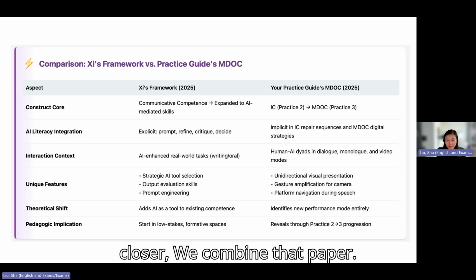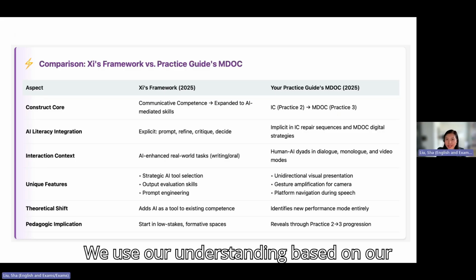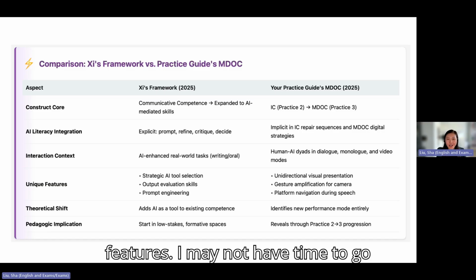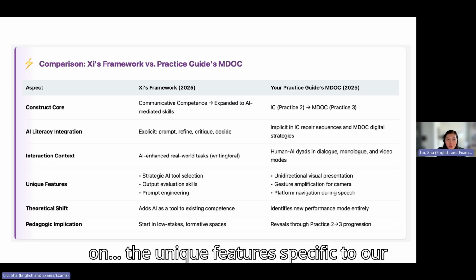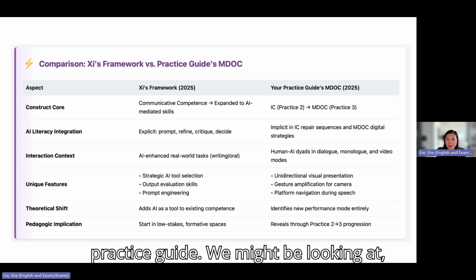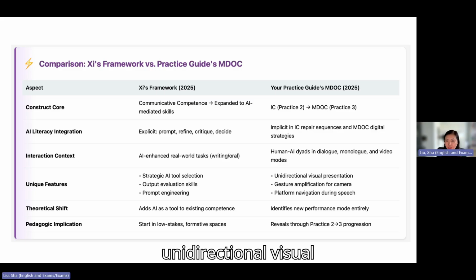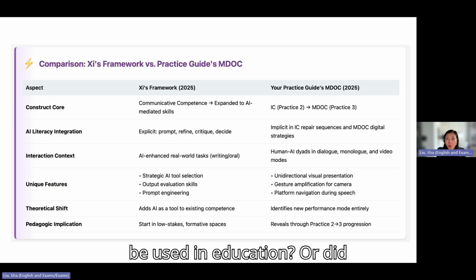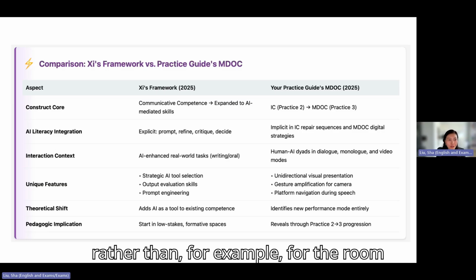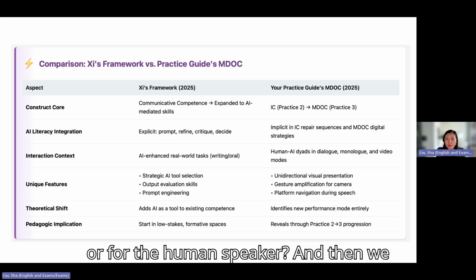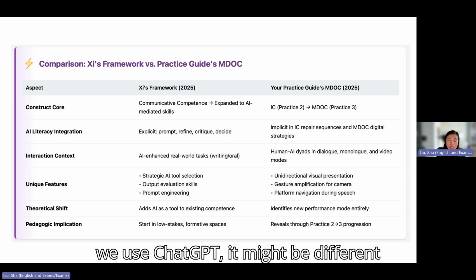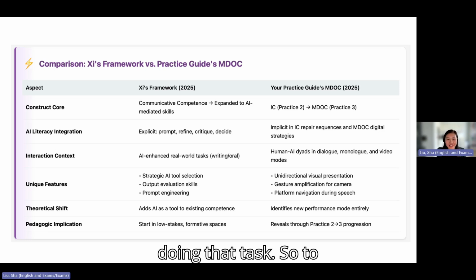And if we look closer, we combine that paper with our understanding based on our practice using different AI platforms. We might also be looking at some unique features. I may not have time to go through all of them, but if we focus on the unique features specific to our practice guide, we might be looking at, for example, a unidirectional visual presentation. That's mainly from us presenting on the topic whether AI should be used in education. Or did we pay attention to our gesture amplification for the camera rather than, for example, for the room or for the human speaker? And then did we also try to accommodate the platform navigation during speech? If we use ChatGPT, it might be different from Gemini if you had the experience of doing that task.